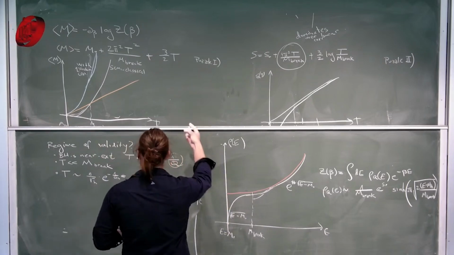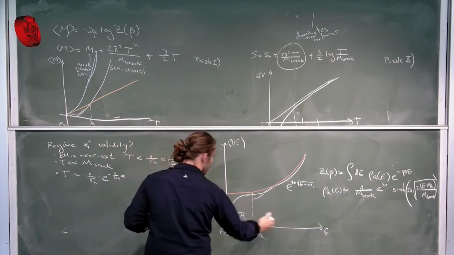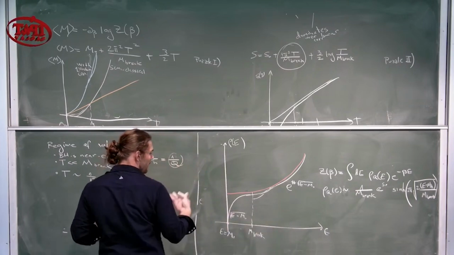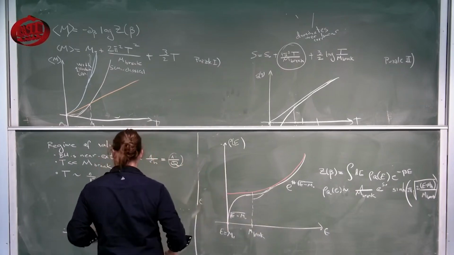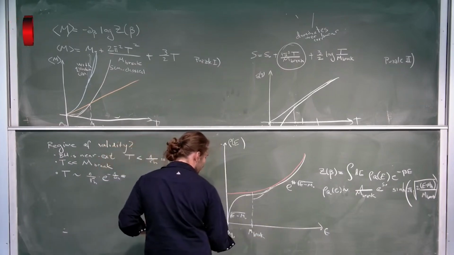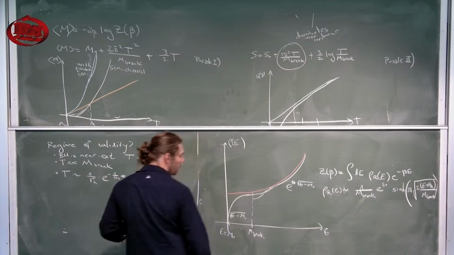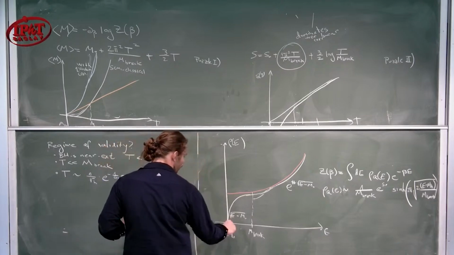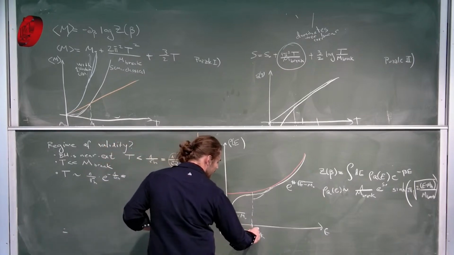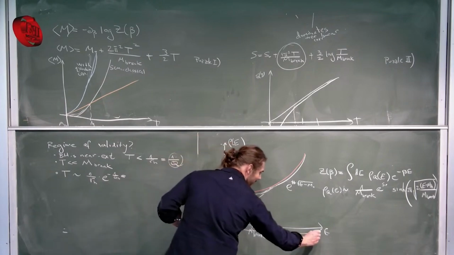So the regime of validity that I discussed before is up to energies that are exponentially small compared to the scale M break. So it's up to very, very small energy levels. So the regime of validity is in this entire interval, all the way here.